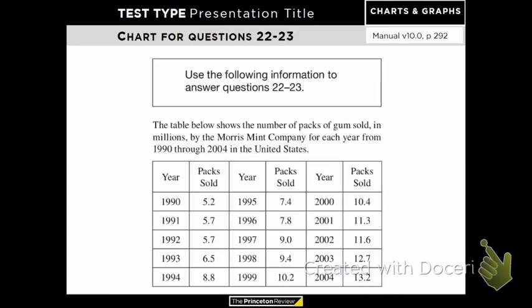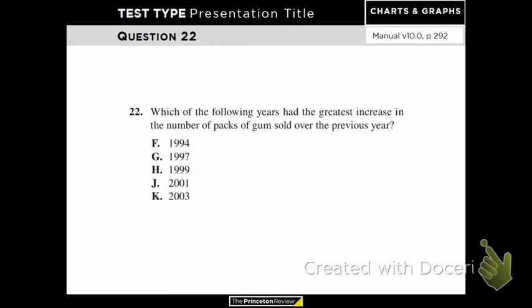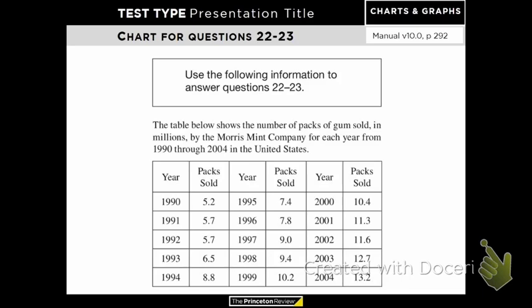Couple more here, charts and graphs. So we're going to be using this to do our last two problems. Okay, so I will read through the question and I'll come back so we can look at the chart. 22, which of the following years had the greatest increase in the number of packs of gum sold over the previous year? So we are just comparing this year to the one before it to see which one had the biggest increase, right? So we go back and look here.